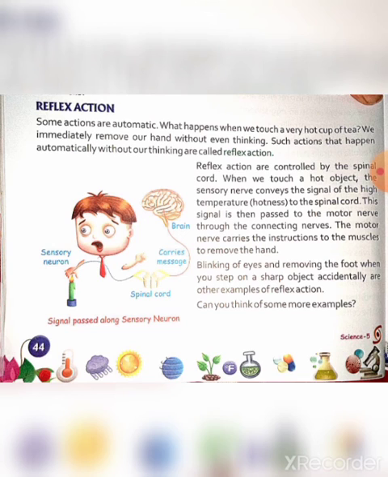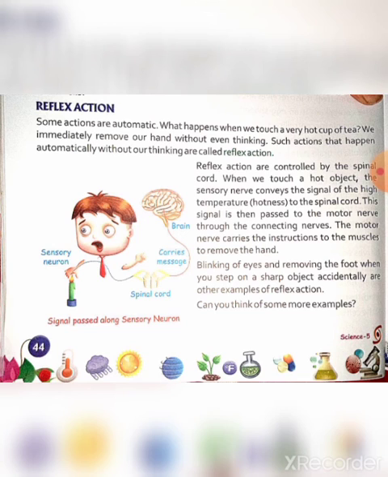When something happens, we immediately remove our hand without even thinking. Such actions that happen automatically without our thinking are called reflex action. Okay, remember this definition. What is reflex action? I will give it to all of you. First of all, read this. Then come to the next paragraph.